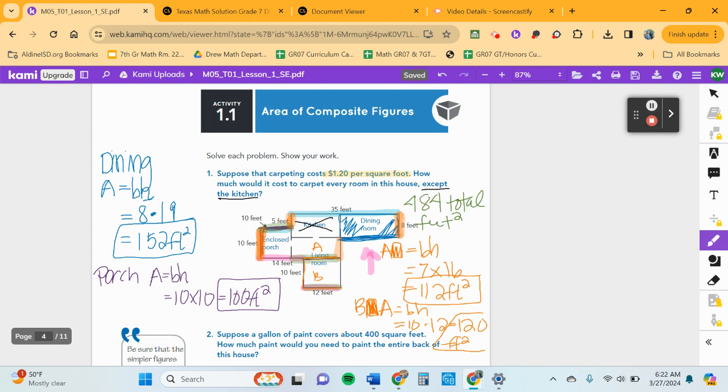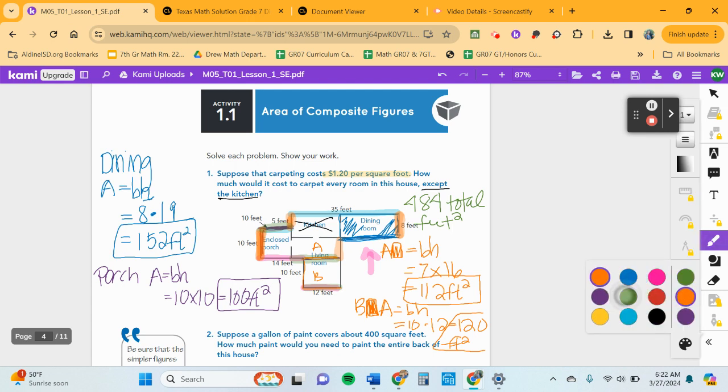So you should have gotten 484 feet total, or total feet squared. Now, the question did not ask us specifically about the area, but they asked us about what? The cost for the carpeting. So each square foot costs $1.20. Go ahead and multiply, because this is what's going to give us our final answer.